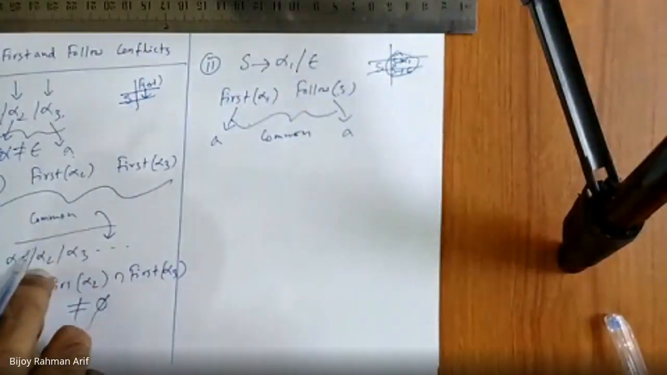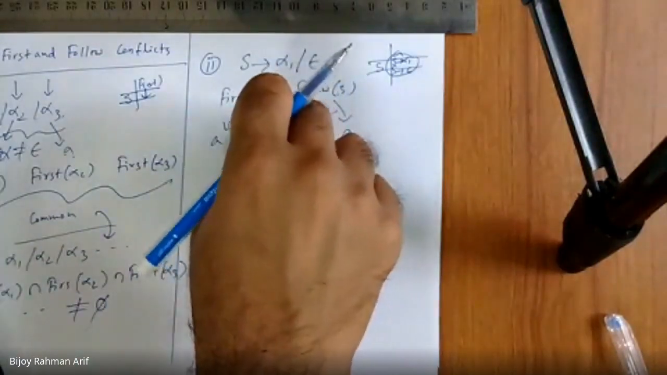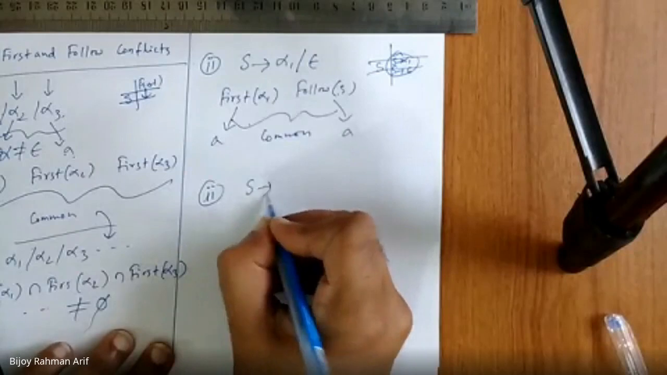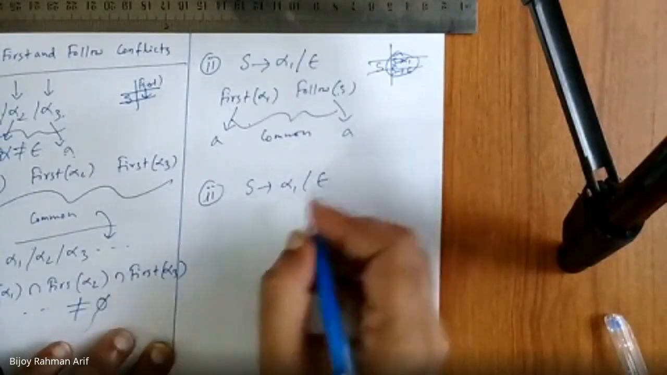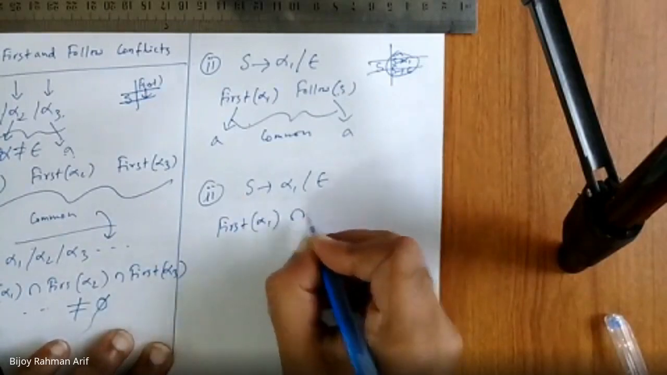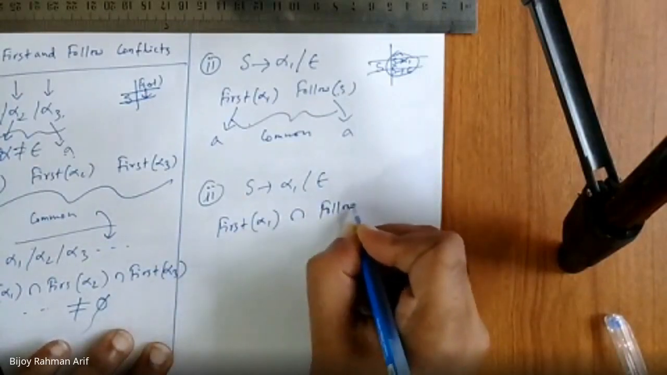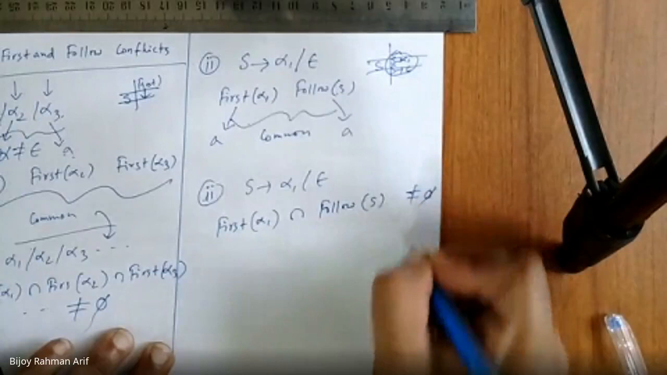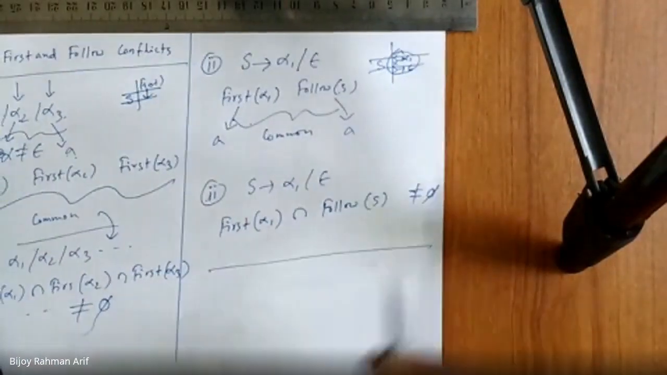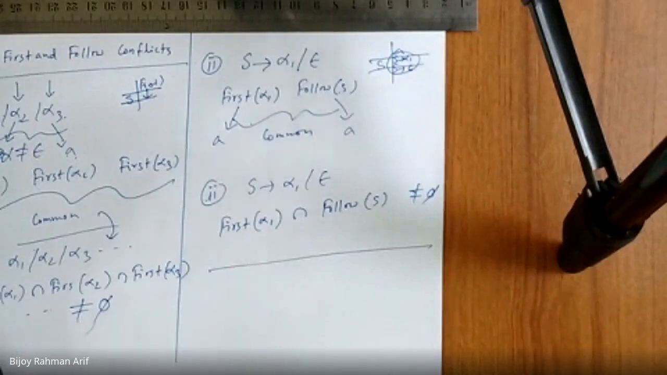Yes, sir. According to rule number 2, this is rule number 1 of parsing. According to rule number 2, the second criteria would be: if S derives alpha 1 and epsilon, then first of alpha 1 intersection follow of S is not equal to phi. So that is the second criteria for conflicts. So these are the two conflict criteria. Is that clear to you guys?